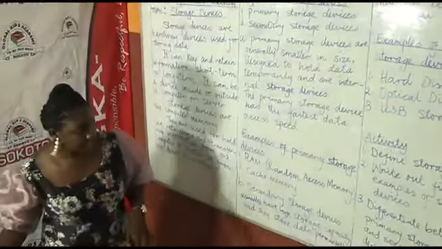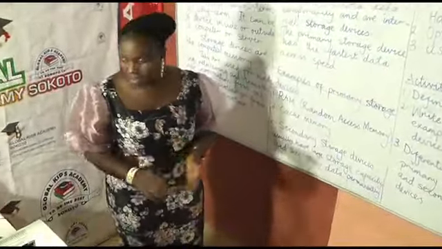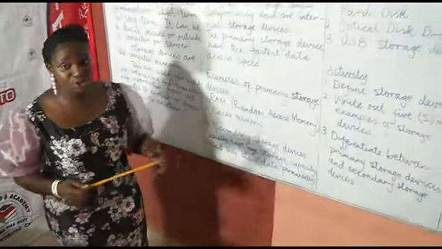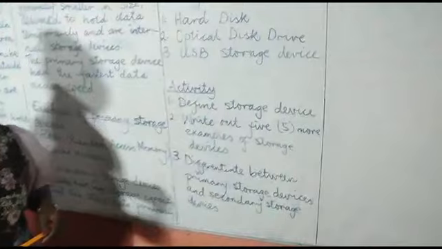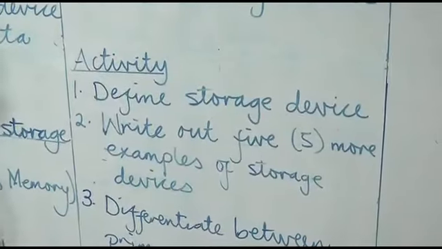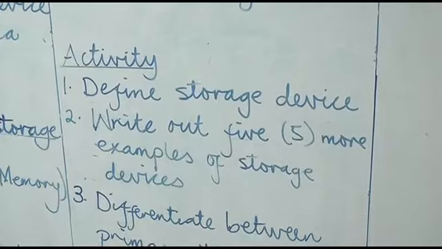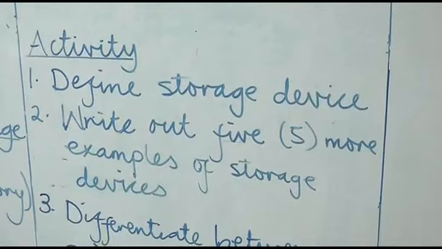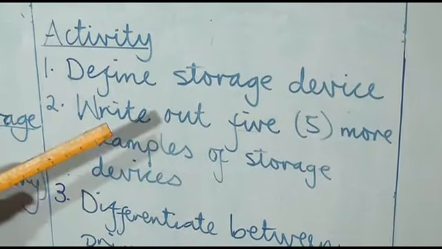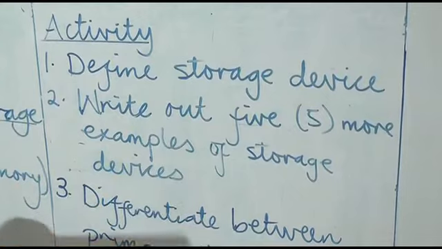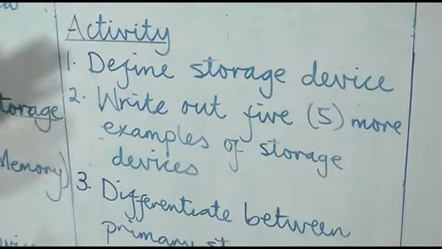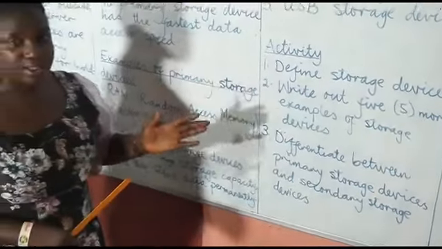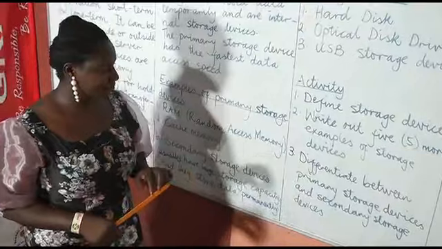Before we end this class, I would love to show you this. It's an activity you have to do at home. Number 1, define storage device. Number 2, write out 5 more examples of storage devices. There are several other storage devices that are not on the board, but I want you to outline these storage devices for me.